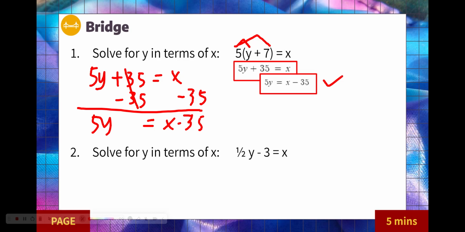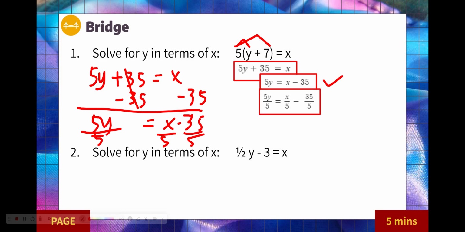Now, again, we haven't satisfied the equation in terms of y because we still have a numerical coefficient beside it. So what you will do is divide by 5. Everything should be divided by 5. You're going to end up with 5y divided by 5 equals x over 5 minus 35 over 5. Continue simplifying by canceling the 5, and 35 divided by 5 is 7. So you'll have y equals 1/5 x minus 7. All right?